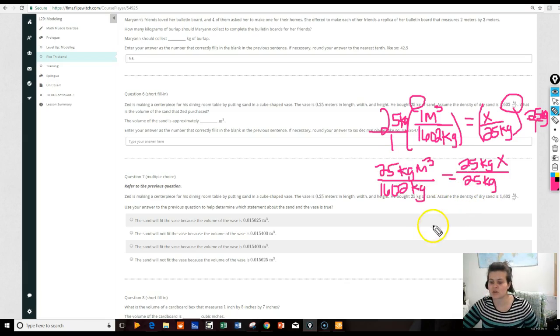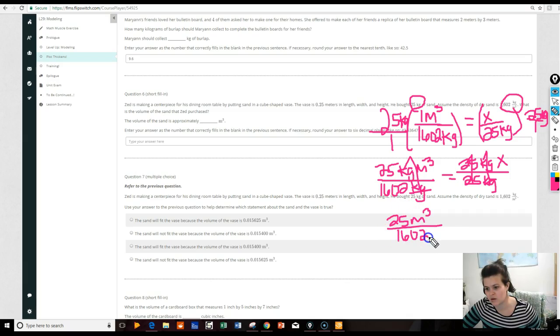So now I can reduce forms of 1. Kilogram to kilogram is a form of 1. 25 divided by 25 can be reduced down to 1. So I have 25 times 1 meter cubed, so 25 meter cubed divided by 1,602. And that's going to equal my unknown cubic meters.